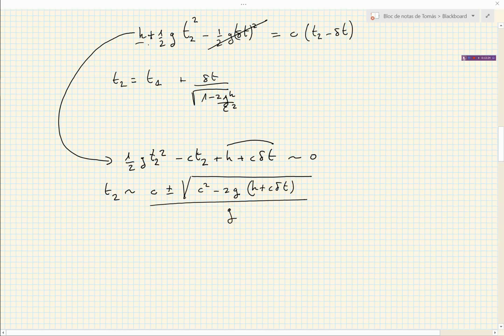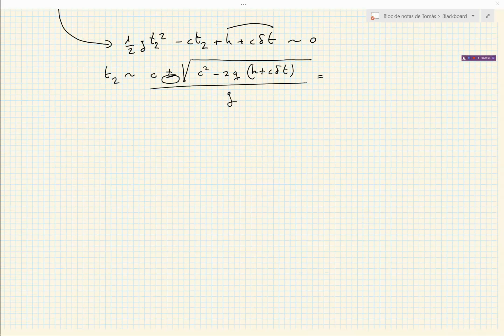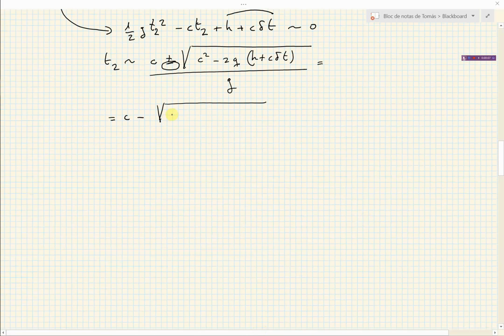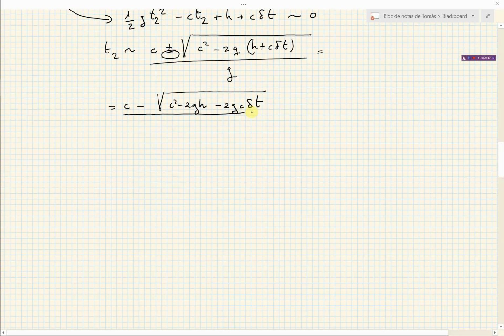The first observation is that the solution that we want to keep is this one. This is the one which is physically relevant. Just think a bit about it, and you realize that this has to be always smaller than c divided by g. Now we want to expand this in powers of delta t and stay at first order. So first we operate on the parentheses, and we get c minus the square root of c squared minus 2gh minus 2gc delta t, and everything divided by g.